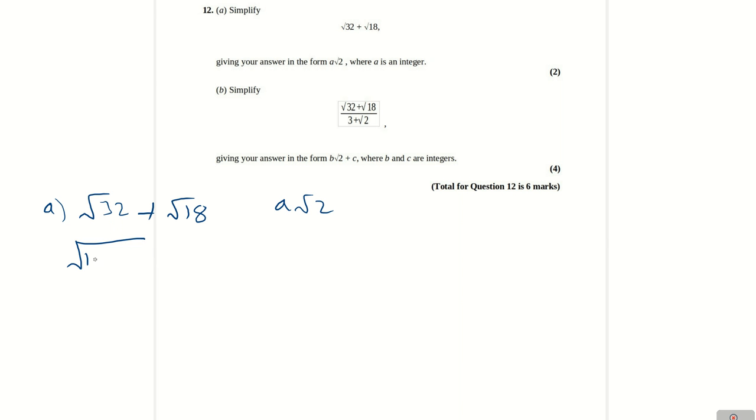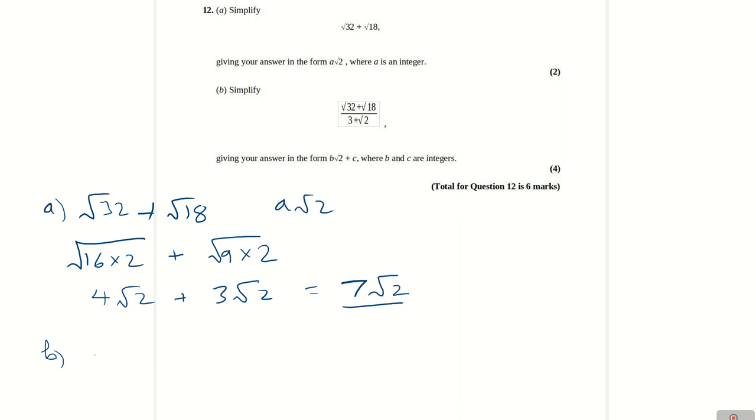2 is the same as 16 times 2, and 18 is the same as 9 times 2. Now that's just the same as root 16 times root 2. Well, root 16 is just 4, and that's the same as root 9 times root 2. Well, root 9 is 3. So we get 4 lots of root 2 plus 3 lots of root 2, which is 7 root 2.